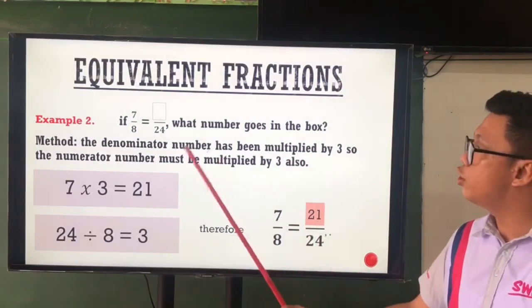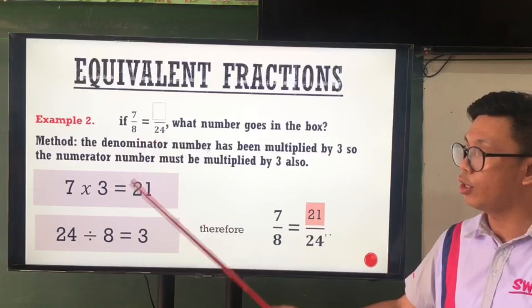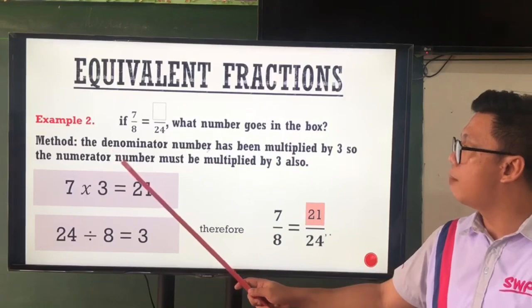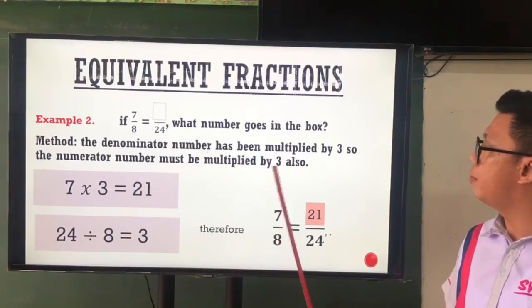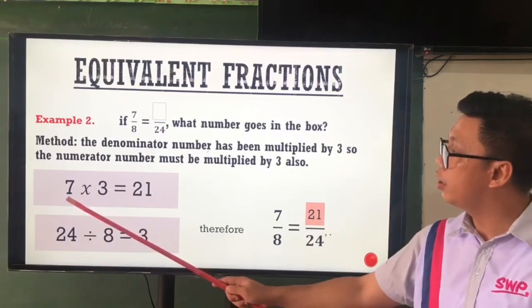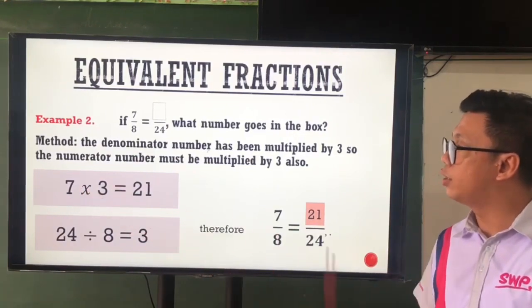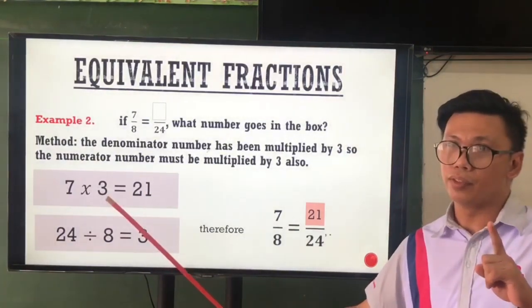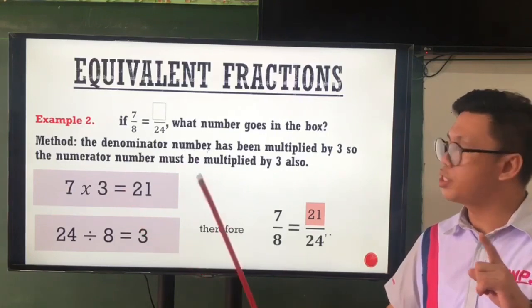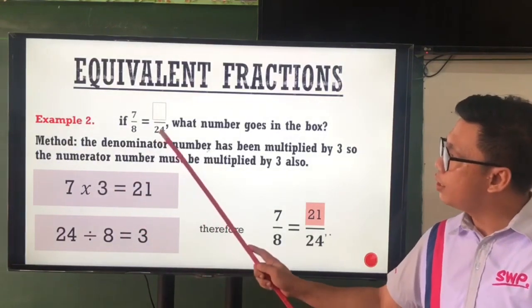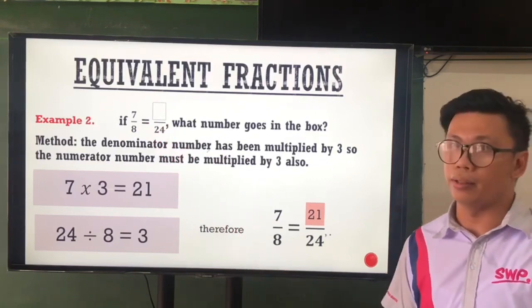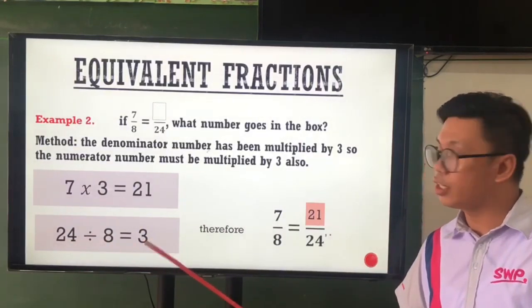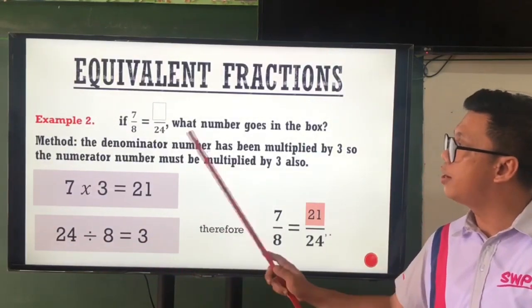If you use a number on the denominator, you use the same on the numerator. So the numerator must be multiplied by 3 also. 7 times 3 equals 21. Why do we use 3? Because we divide 24 by 8, and the answer is 3. So we use the number 3.